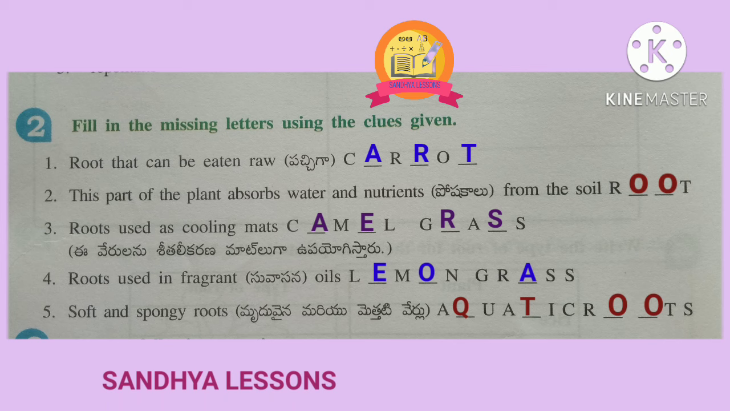Roots used in fragrant oils. Lemon grass, L-E-M-O-N-G-R-A-S-S, lemongrass. Soft and spongy roots, aquatic roots, A-Q-U-A-T-I-C, aquatic, R-O-O-T-S, roots.